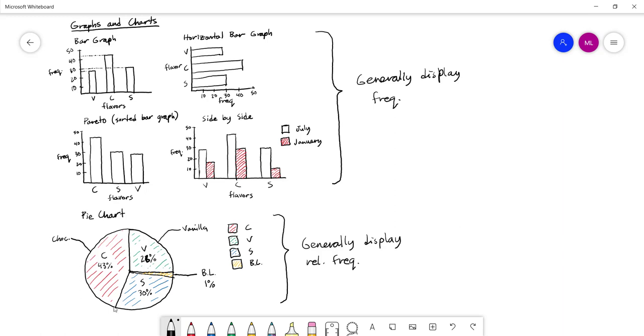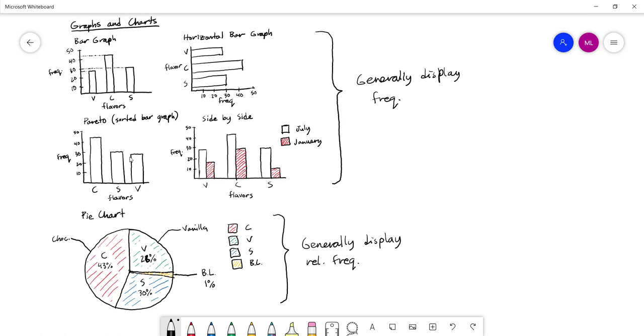And the idea is that's really kind of the point of this. The circle represents the whole 100%, and we're really interested in how that 100% is divvied up. What proportion of sales went towards chocolate or vanilla or strawberry or, in this case, black licorice? Right, we want to deal with relative frequency in that case.